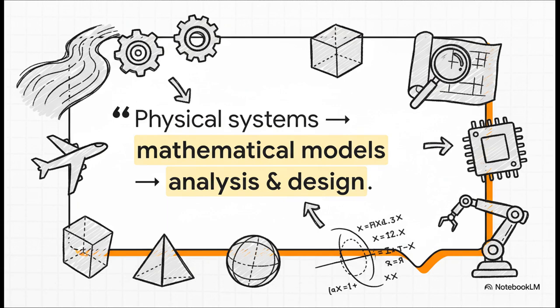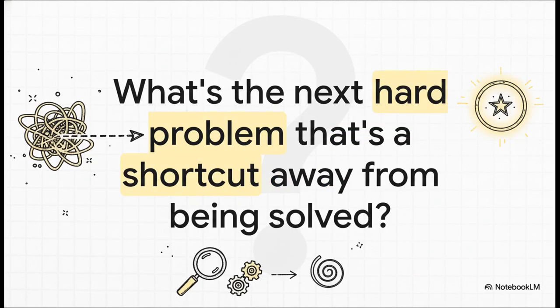This quote really just sums up the entire engineering philosophy perfectly. You start with the physical world, you translate it into these powerful mathematical models, and then you use those models to analyze, predict, and ultimately design the future. It really is a powerful idea, isn't it? That sometimes the most difficult problems don't need more brute force. They just need a clever change in perspective. And that kind of leaves you with a final thought. What other impossible problems are out there right now, just waiting for someone to find the right shortcut to make them simple?